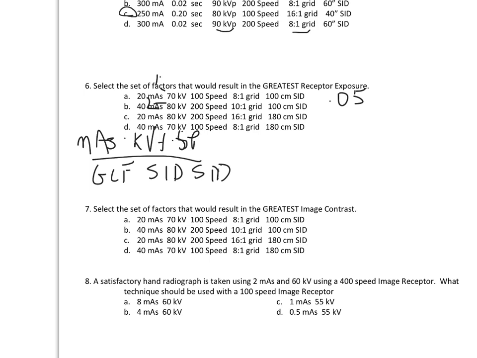For B, we're going to go 40 MAS times 2 for the 80 kV, 15% increase, and times 200 speed, divided by 5 for the grid, divided by 100, and divided by 100 for the SID to get 0.32.